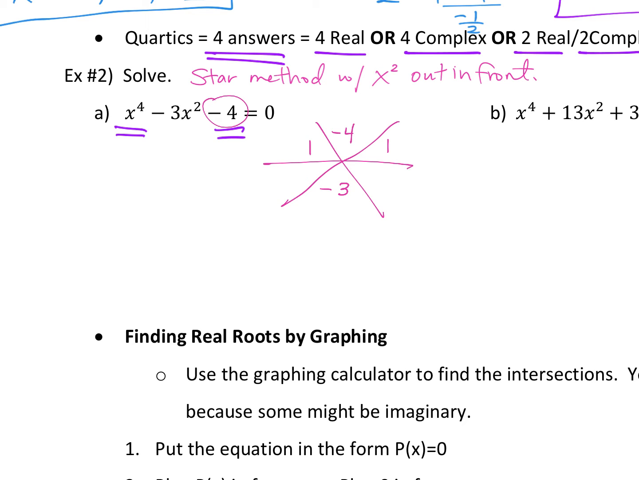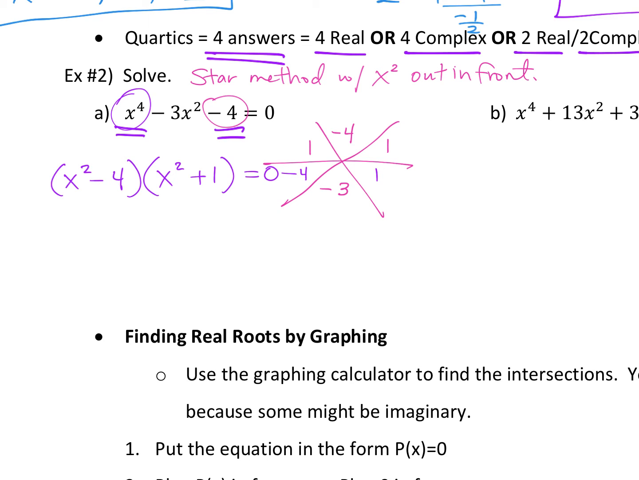What can I multiply to get -4 that I can add to get -3? -4 and 1. Okay, so now here's where it's different. This is not x minus 4, because this front term is an x to the 4th. So to get x to the 4th, I have to multiply x squared times x squared, right? So now we're going to put that x squared out in front. So x squared minus 4, and then x squared plus 1 will be our factored form.